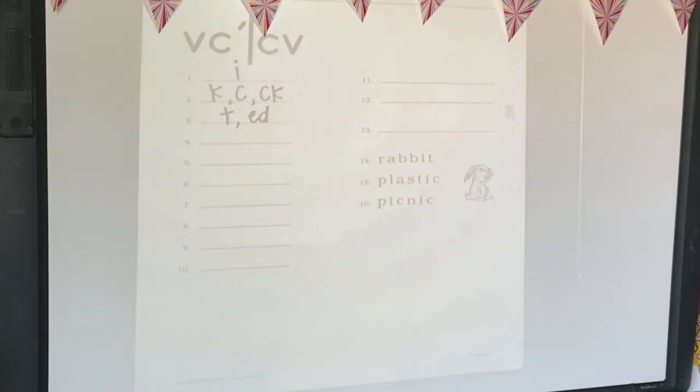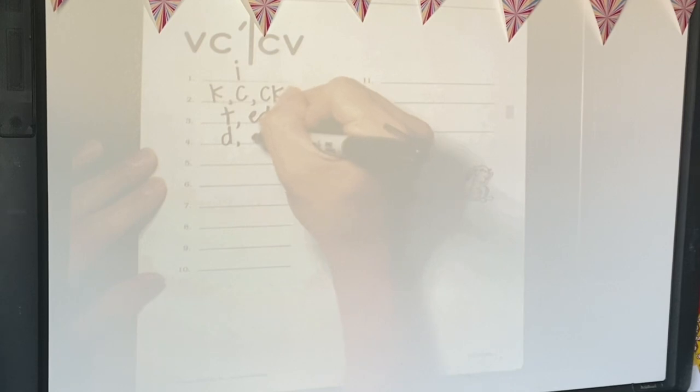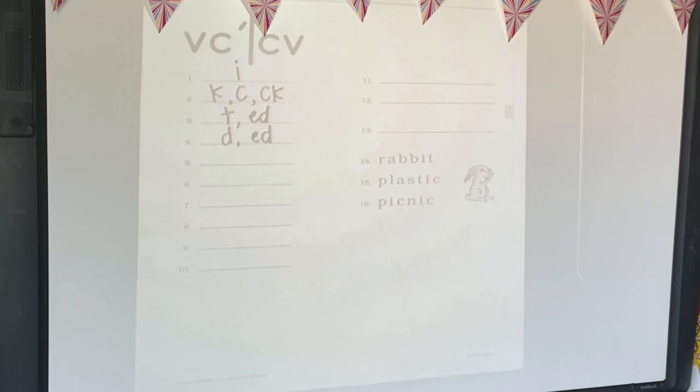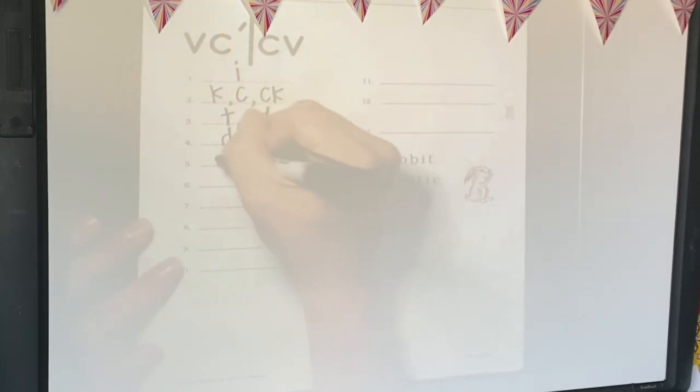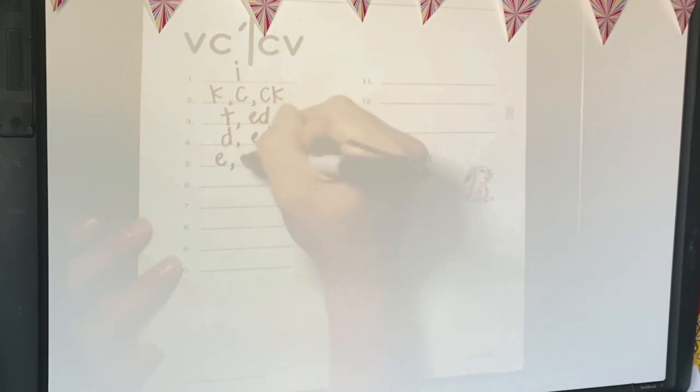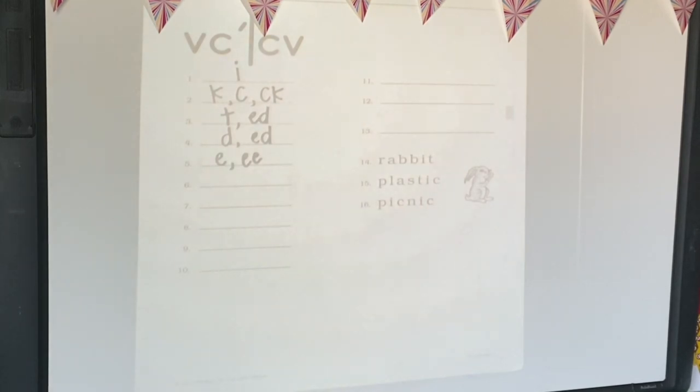So we know that letter D can make D. And we also learned that the suffix ED can make the D sound. Wonderful! Number five. Our letter sound is E. So we know that letter E can make the E sound and the digraph EE that we learned last week can also make that E sound. Wonderful! Number six, our letter sound is E.